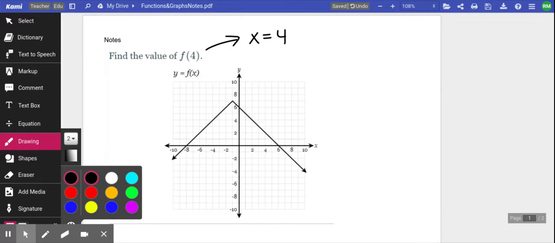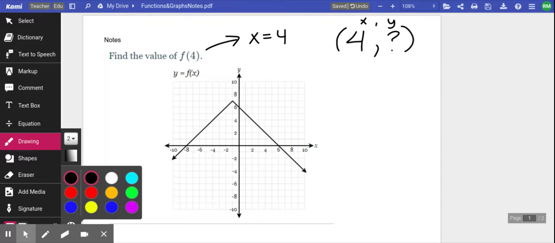Or if we think about it in an ordered pair, would the 4 be the first number or the second number? The first. This is x comma y. We need to figure out what our y equals. We need to figure out what our output is. Our input is 4. We need to figure out what our output is for the graph. Okay? So, next thing. We know that x is 4.